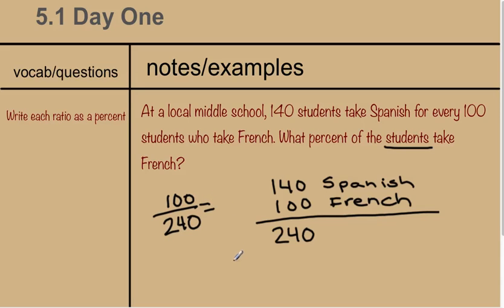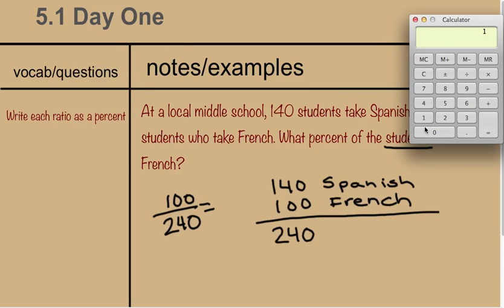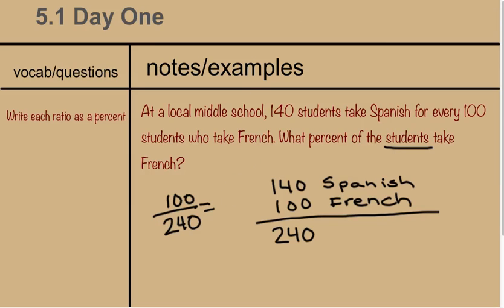And then I want to figure out what percent that is. So to figure out the percent, we are just going to divide. We'll take our calculators and divide them. 100 divided by 240 is about 41.6%. And so we'll probably end up rounding that to 42% would take French. And then all we had to do is divide, because remember, how do I take a fraction and turn it into a decimal? I divide those two numbers.